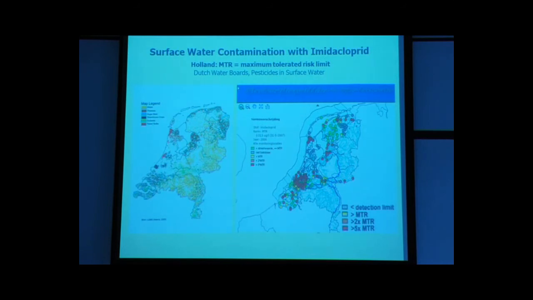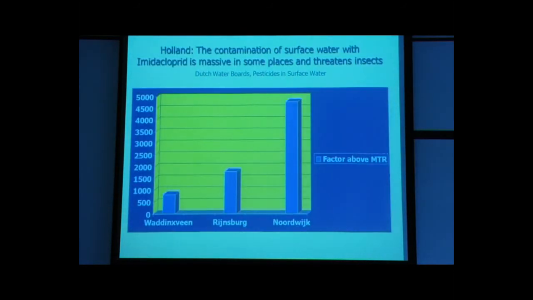And here you see on the left-hand side the applications of imidacloprid in the Netherlands. Yellow is maize, brown potatoes, blue sugar beets, black is greenhouse crops, green orchards, and red flower bulbs. And the use of imidacloprid in these branches of agriculture is associated with surface water contamination, which exceeds, in many cases, the maximum tolerated risk limit. And in some places in the Netherlands, the contamination of surface water with imidacloprid is massive.